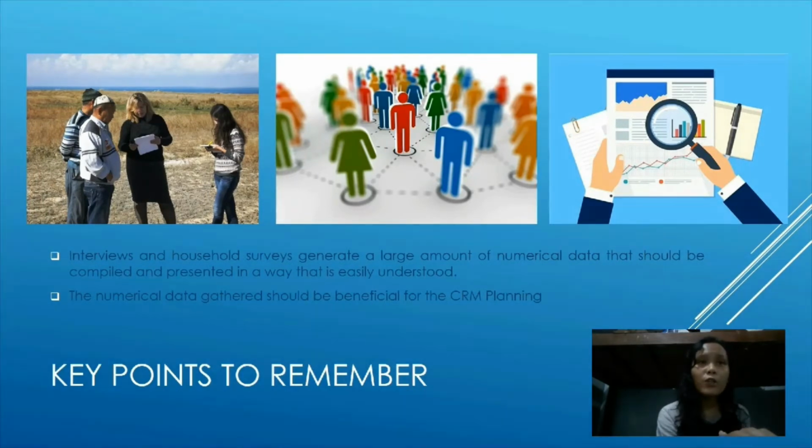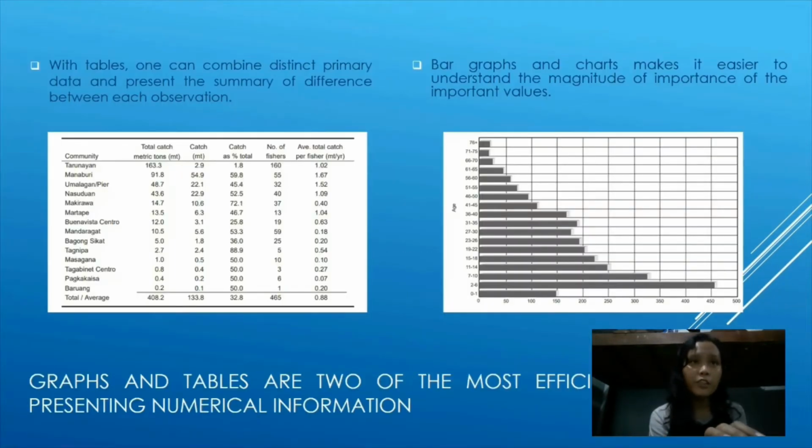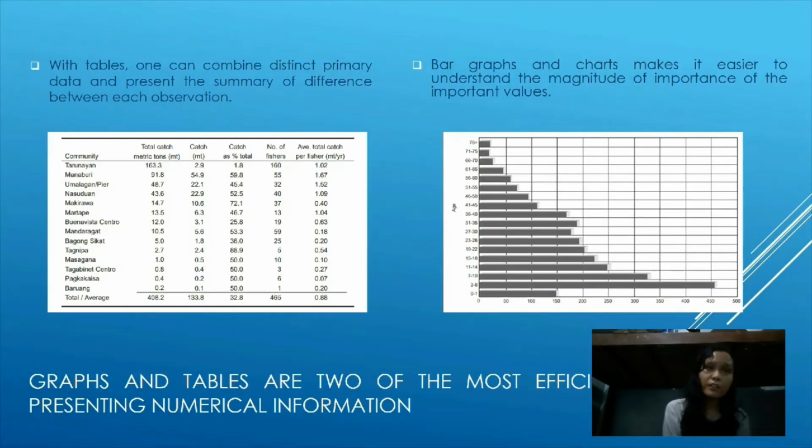Moreover, these newly compiled information will be valuable in presenting the importance of a project and will be highly relevant to CRM planning. So in presenting numerical information, tables and graphs are the go-to ways to make a diverse set of data, like the data gathered in coastal area profiling, more understandable, attract and sustain the audience, and effectively present large amounts of information.